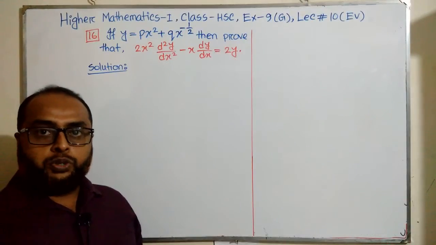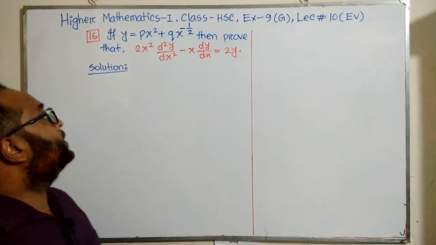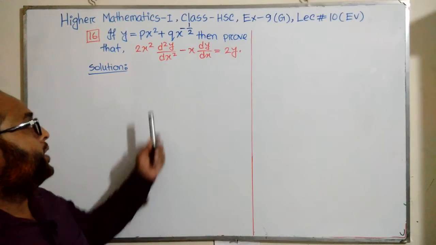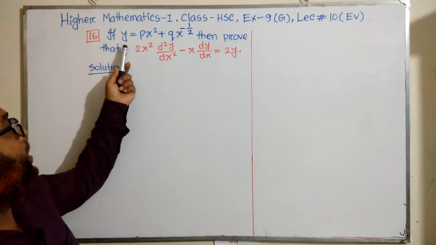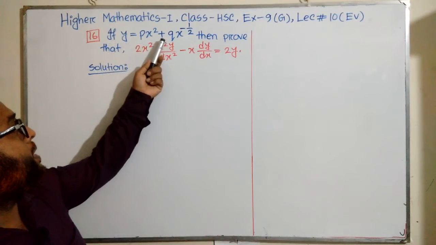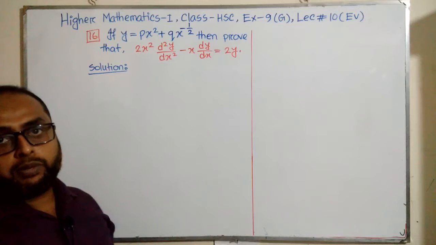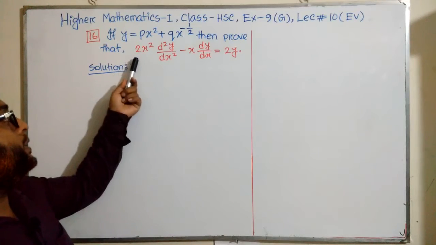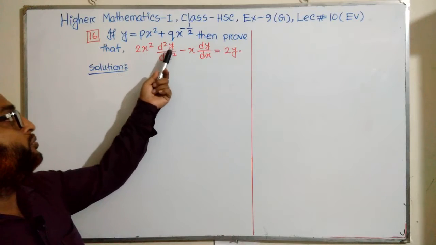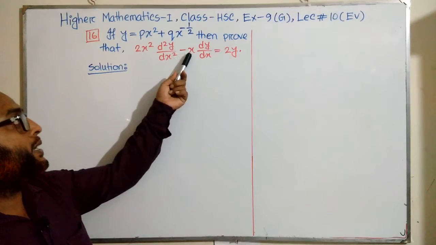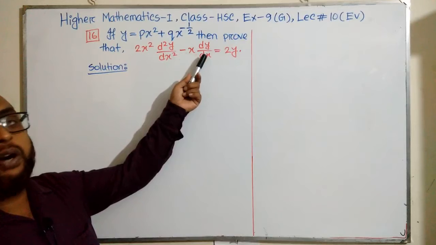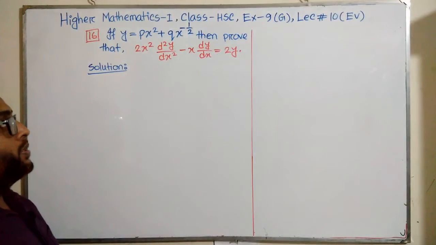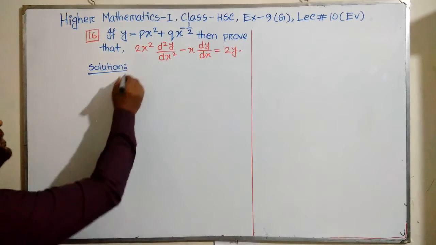Okay, my dear students, now question number 16 from your exercise 9G. This is: if y equal p x square plus q x power minus 1 by 2, then we have to prove that 2x square second derivative of y minus x first derivative of y, this equal 2y. Okay students, let us start.